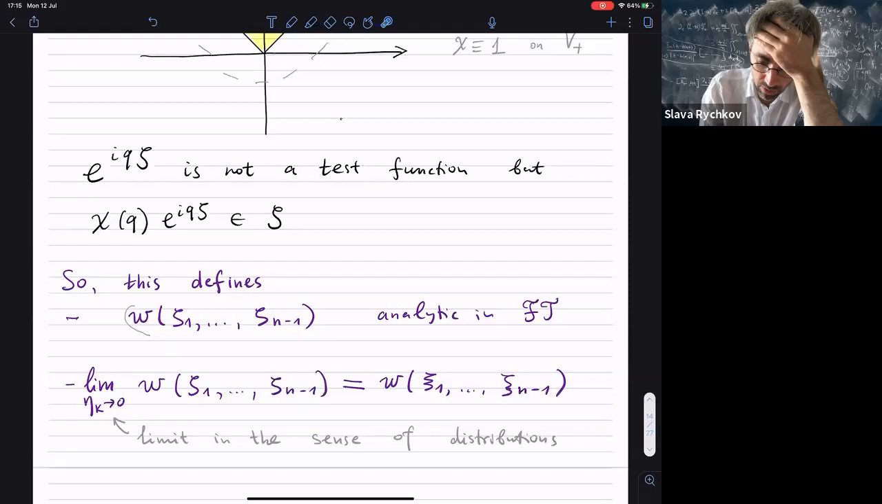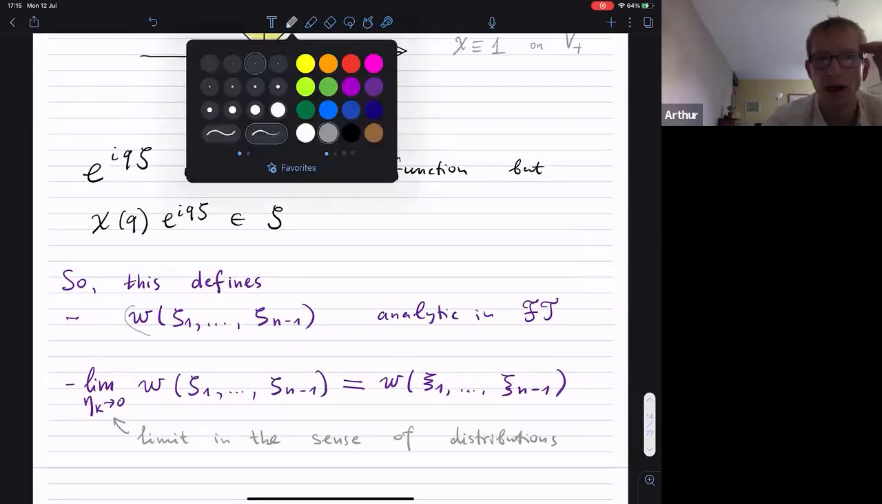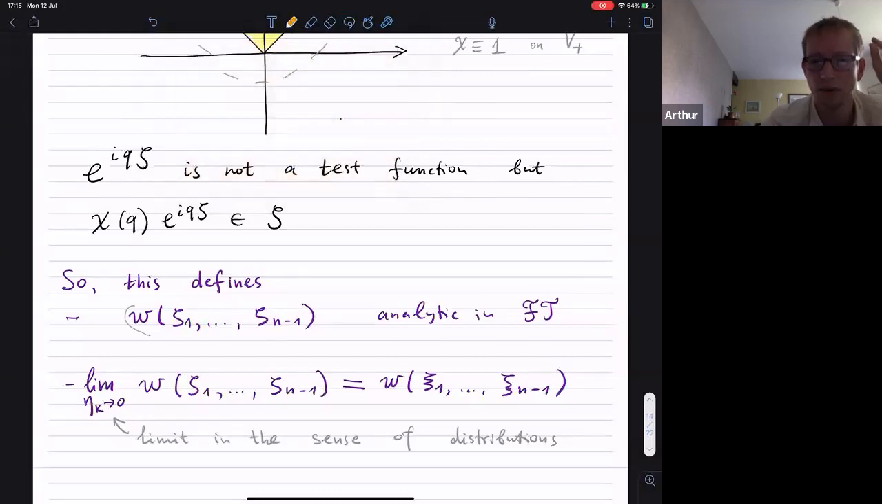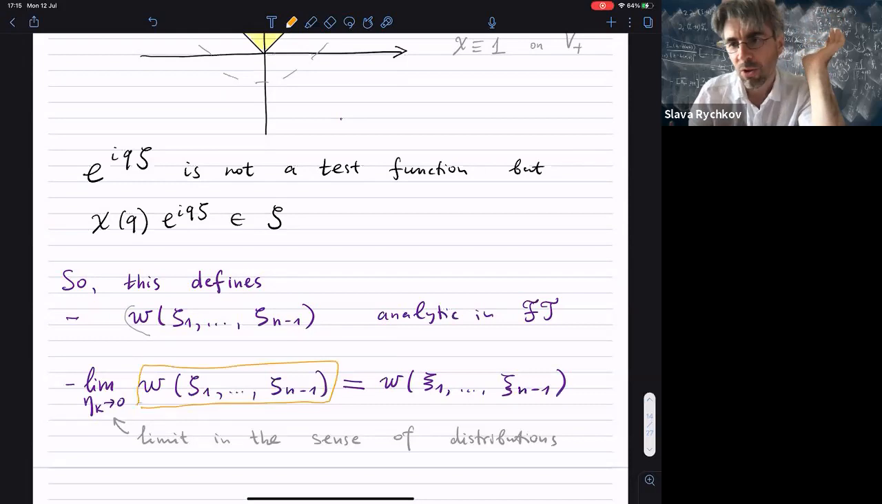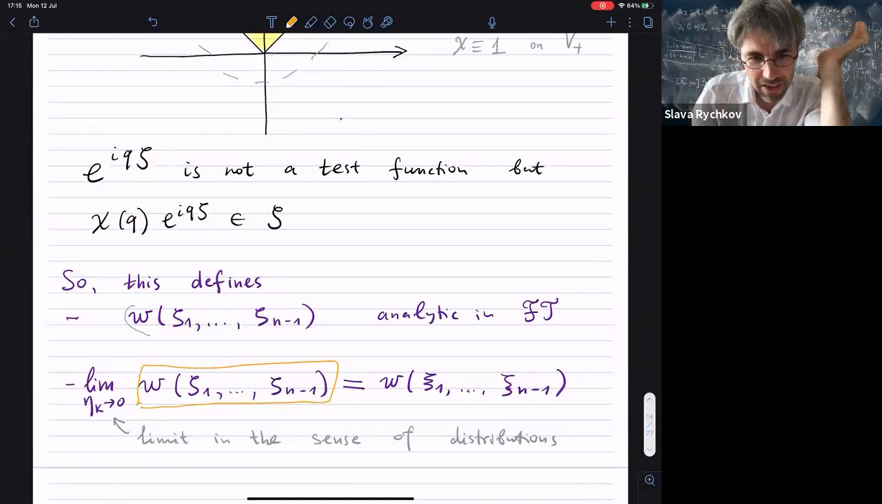I'm not sure I understood your question, but let me rephrase it. This function is just an ordinary analytic function in the ordinary sense of the word. It has a convergent power series expansion in the zetas and so on. So it's just an ordinary function which takes a bunch of zetas and gives you a number, and that number depends analytically on zeta. So here there is nothing really fishy going on.